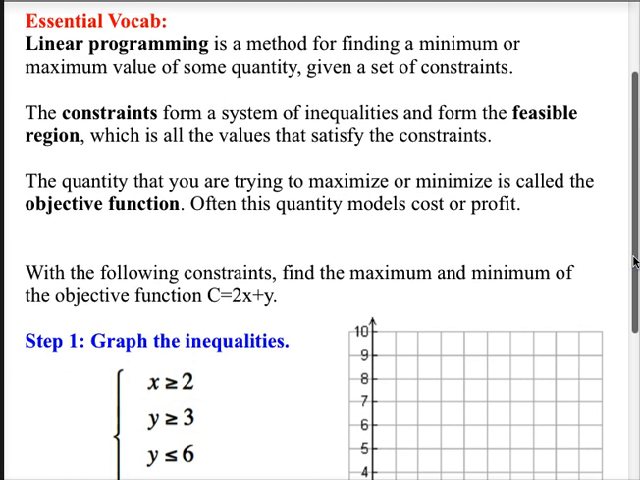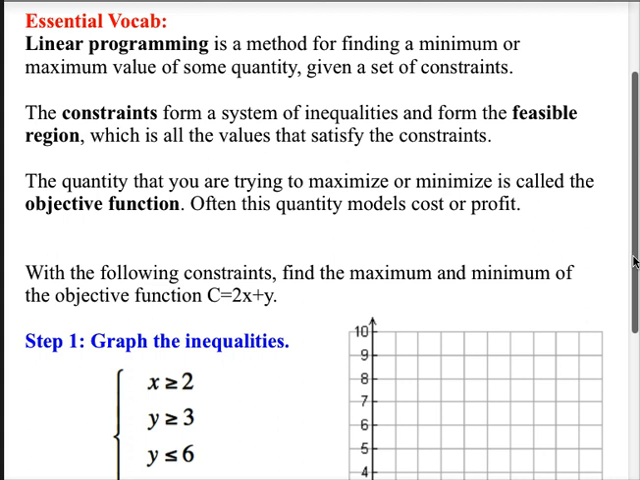First, linear programming is a method for finding a minimum or maximum value of some quantity given a set of constraints. The constraints form a system of inequalities and form the feasible region, which is all the values that satisfy the constraints. So like that double shaded area that we were talking about the last 2 days, that's the feasible region.